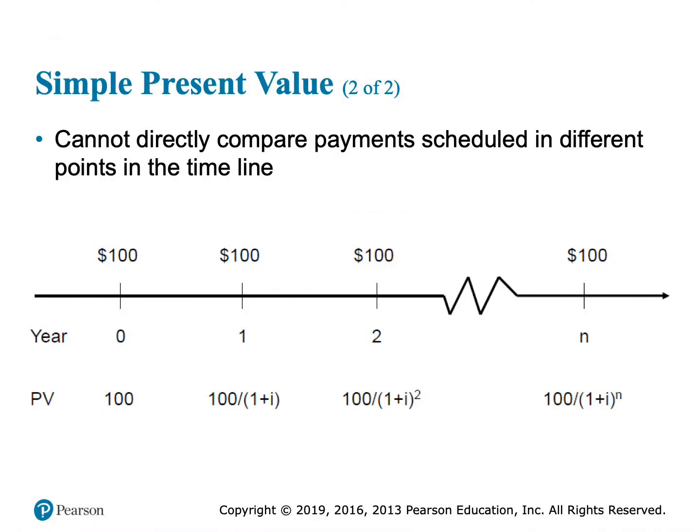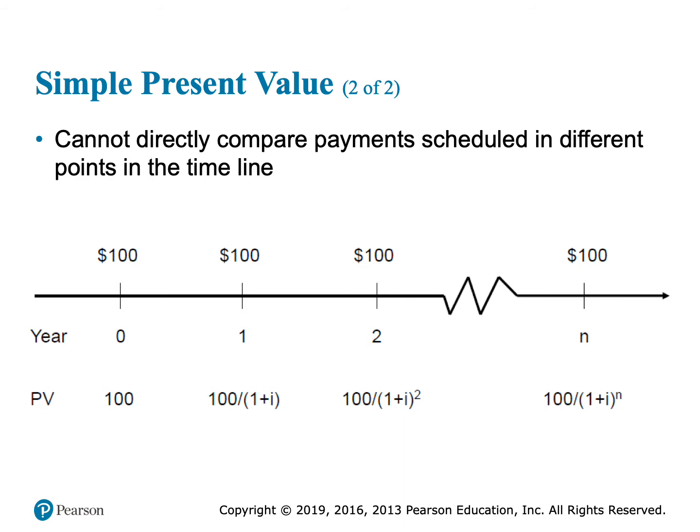This is a nice way to visualize what we've been talking about, right? If you're promised $100 over periods of time, 1 through n, how can we compare the value of those figures? Well, we can't. $100 in time 0 is not the same as $110 a year from now. It's not the same as $100 2 years from now. It's not the same as $100 n years from now, right?